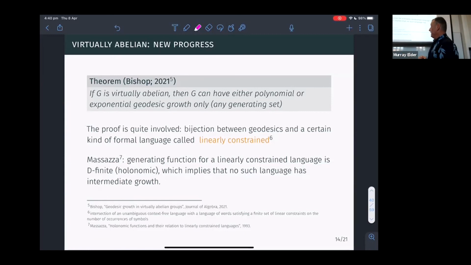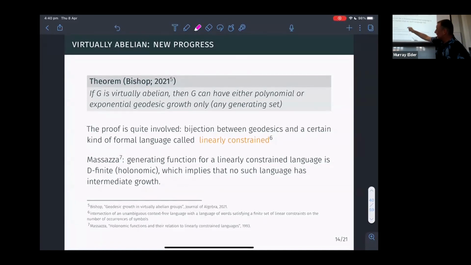for any generating set. And the proof is really surprising: what he did was get a bijection between the set of all geodesics and a kind of formal language. The paper is fascinating to see how this sort of crops up. The formal language is called linearly constrained, which is the intersection of a context-free language with some restrictions called linear constraints. So it's, you might say, an obscure language class.